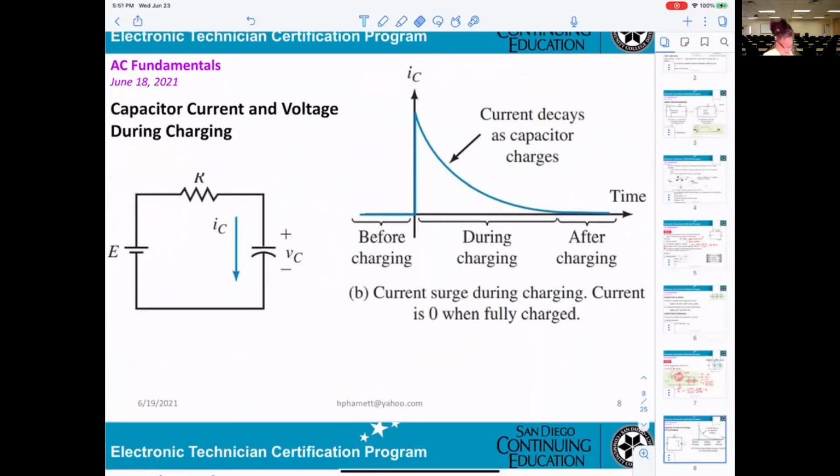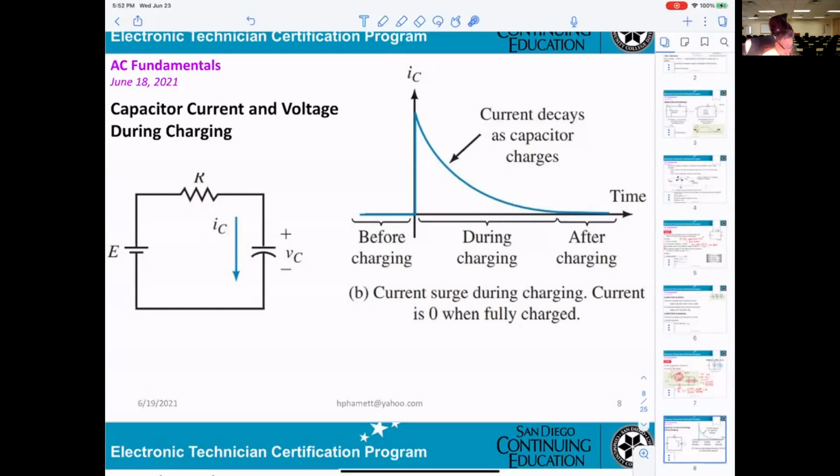Okay, now capacitor again. Capacitor current and the voltage during charging. If you're looking at this, this will be during charging. After charging, they will be discharging. So basically, when I'm looking at this one here, it's the current decay at the capacitor charging.